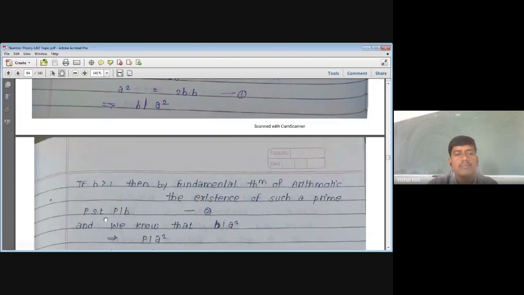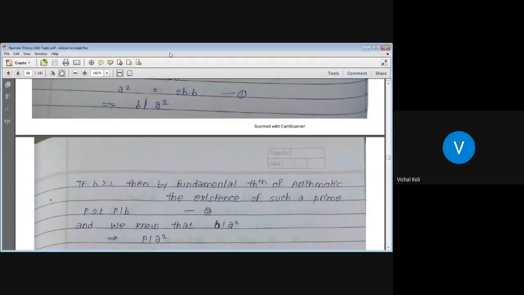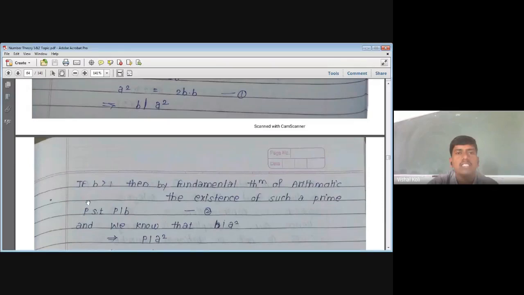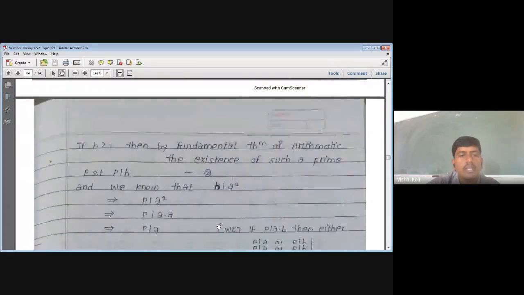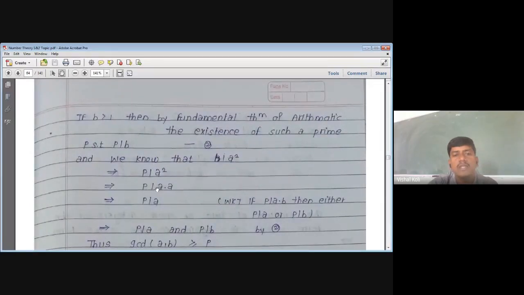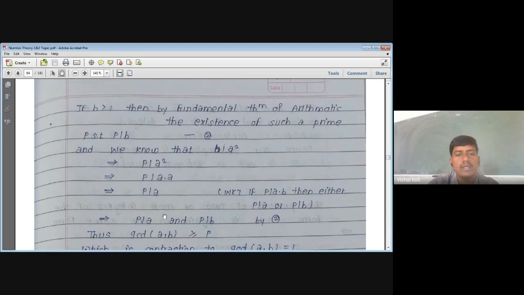Now, as b divides a square and p divides b, then by the transitive property, p divides a square. As p divides a square, p divides a into a. In the last lecture we already proved that if p divides ab, then p either divides a or p divides b. Then, as the two factors are the same, p divides a, and p divides b. So p is a common divisor of a and b, and GCD is the greatest common divisor of a and b.